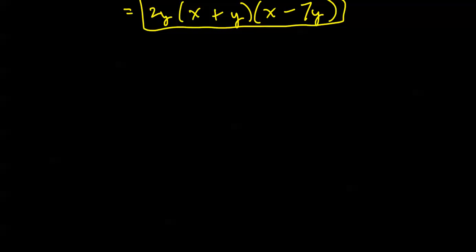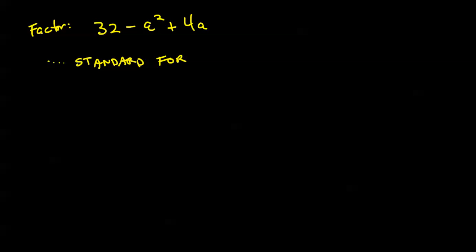Alright, let's look at some other, more exotic ones. Factor this trinomial. Remember, in this section it's all about factoring trinomials. First thing you want to do is get it in standard form. Arrange your terms in decreasing degree. I can do that as long as I tag that negative sign along with the a squared. I can say this is equivalent to minus a squared plus 4a plus 32.